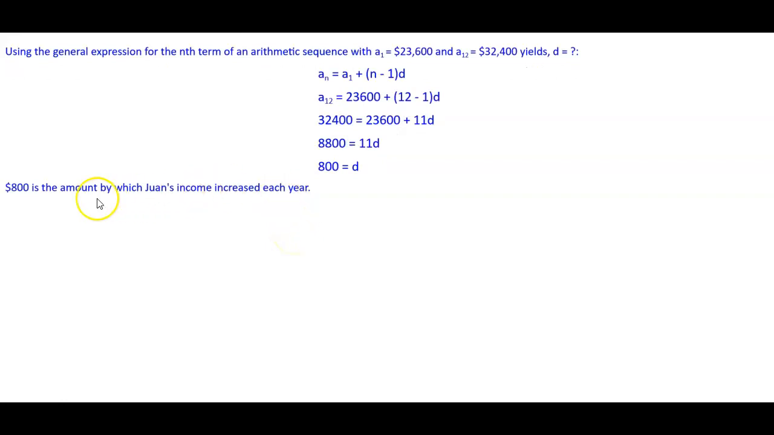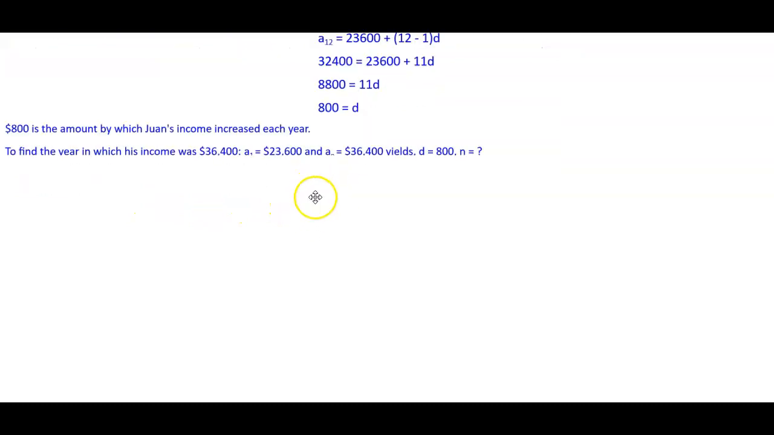Now, again, we know that 800 is the amount by which Joe's income increased each year, since that's the common difference. Now, to find the year in which his income was $36,400, we know that the first term is $23,600. We know that a subscript n is going to be $36,400. We know now that the common difference is 800. But now we want to find out what n is, because n is going to represent the year in which his income is $36,400.